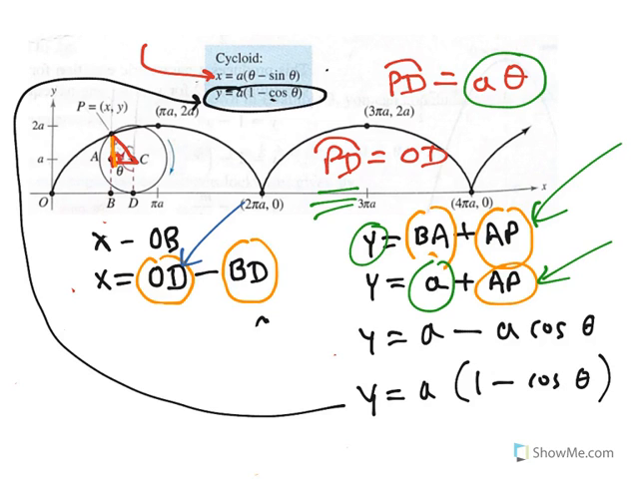So in this lesson, we derived a set of parametric equations for a point on the cycloid in terms of the parameter theta representing the angle of rotation of the circle. So we derived a set of parametric equations for the coordinates x and y of a point on the cycloid in terms of the parameter theta representing the angle of rotation for the circle.